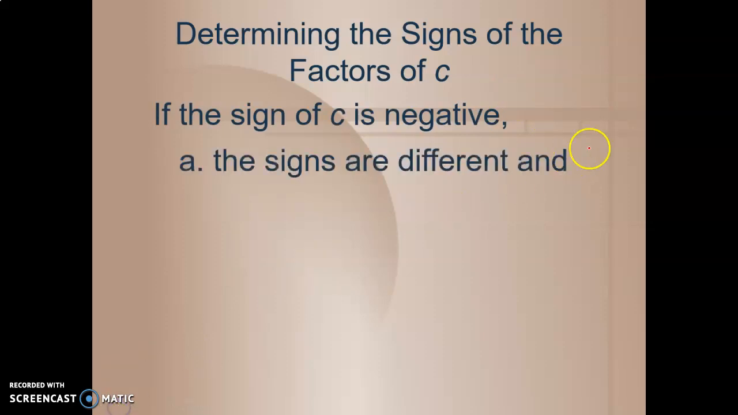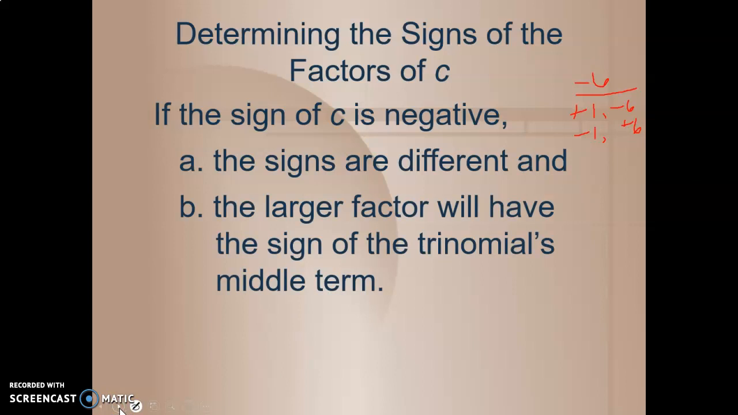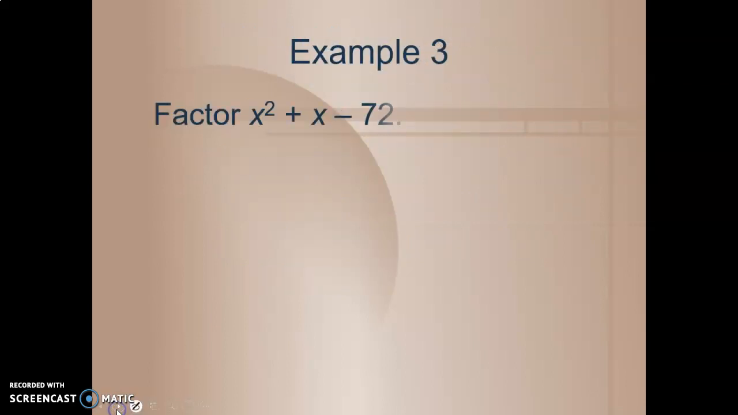If the sign of c is negative, like when we had negative 6, then the signs are different. We had positive 1 and negative 6, or negative 1 and positive 6, for example. So the signs will be different, and the larger factor will have the sign of the trinomial's middle term. Our middle term in that one example was positive 5, and our larger factor had the positive sign there, positive 6. So that's just a little helpful tip, a little pattern recognition when you are factoring these quadratics that have a leading coefficient of 1.